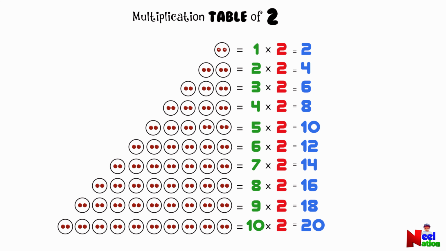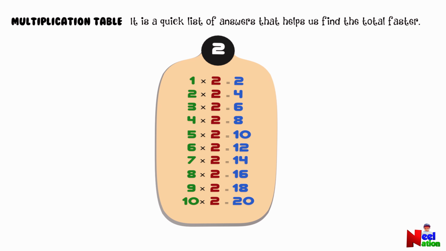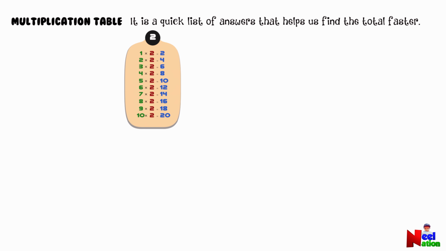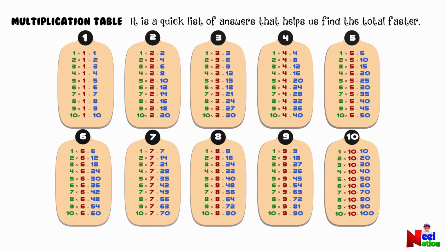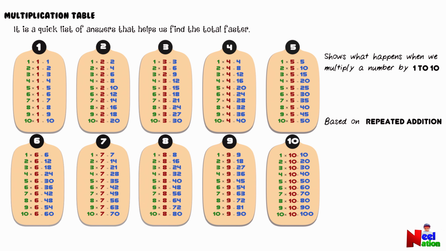Multiplication tables are like quick helpers. It is a quick list of answers that helps us find the total faster. Just like the table of 2 we just learned, every number has its own table. We don't learn them all at once. We learn them slowly, one by one. It helps us get answers faster. It shows what happens when we multiply a number by 1 to 10. Multiplication is based on repeated addition, and skip counting is a quick way to find the answer.